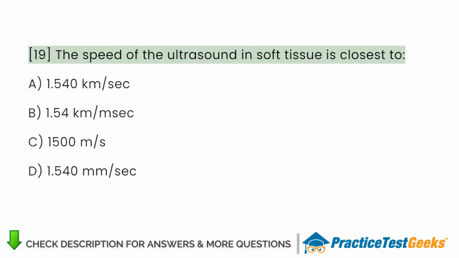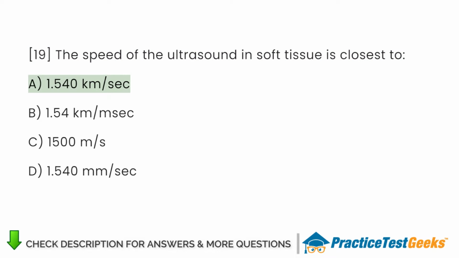The speed of ultrasound in soft tissue is closest to: A. 1.540 km/s. B. 1.54 km/ms. C. 1500 m/s. D. 1.540 mm/s.